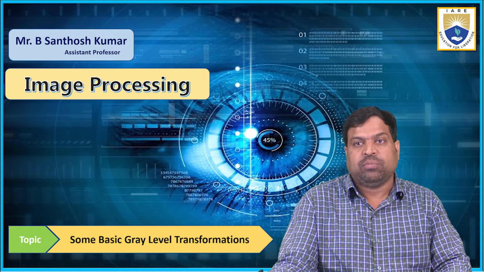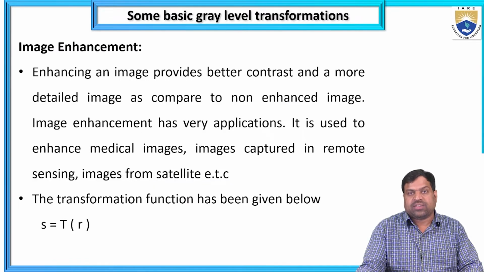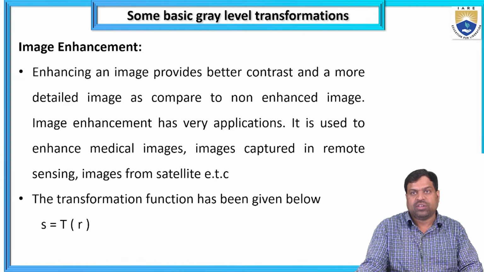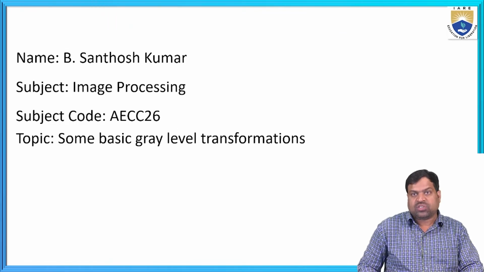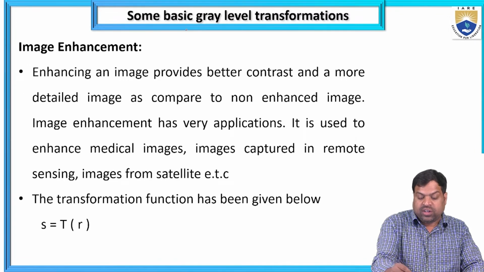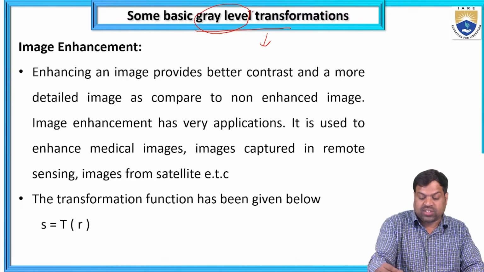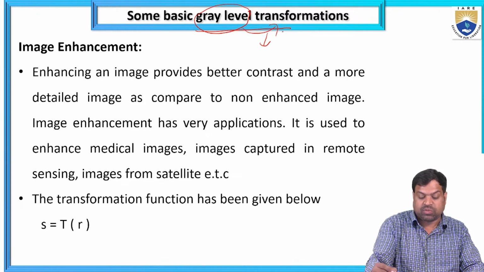My topic is some basic gray level transformations. So, what are the gray levels? Before going to this, what are the gray levels and how are we transforming? So, first, some basic gray level transformations. What gray levels are there, and then how can we transform them?